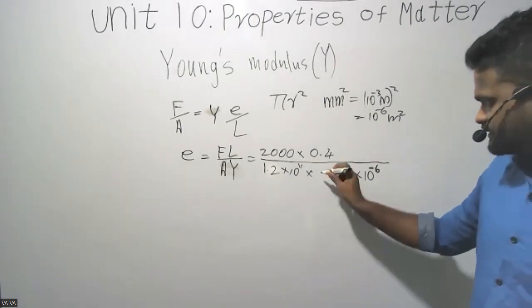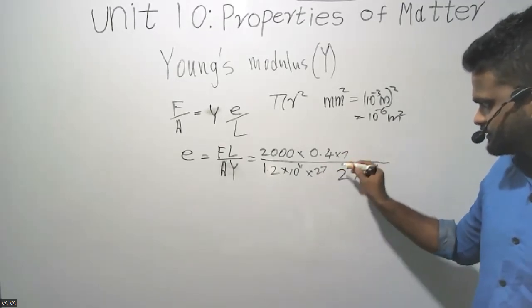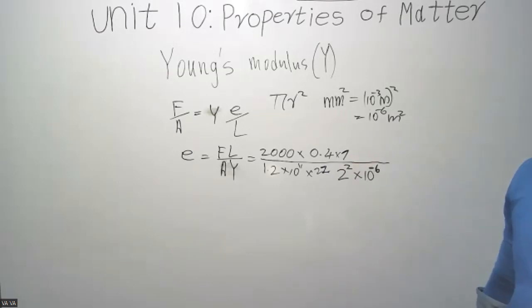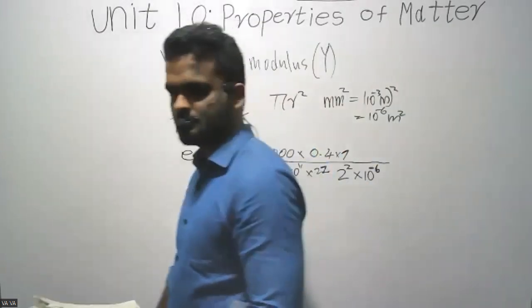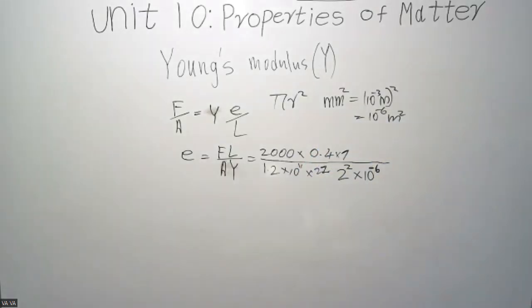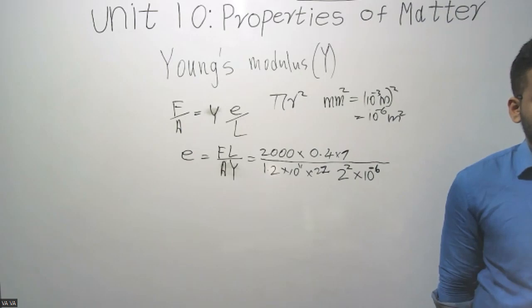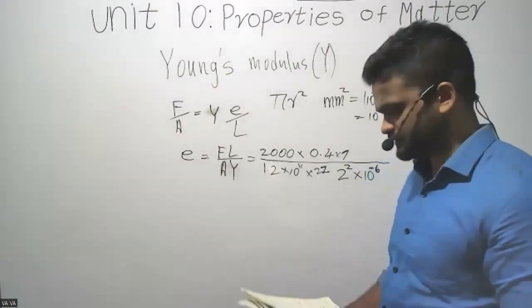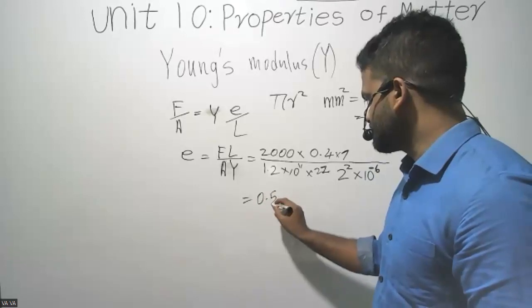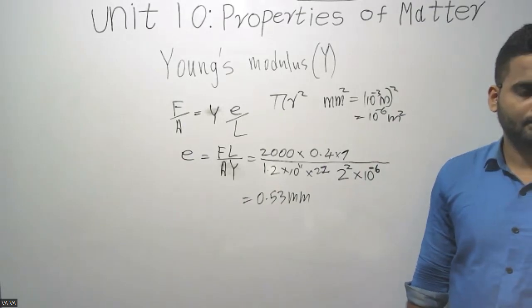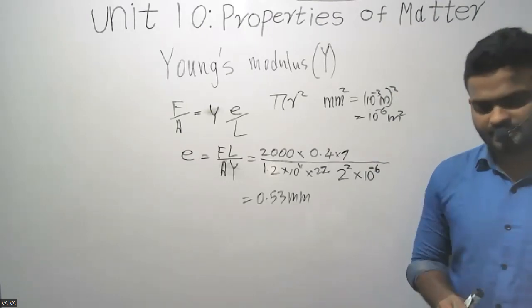So this is 22 over 7. 7 goes up. Yeah, the answer is 0.53 millimeters. 0.53 millimeters. Okay, so that is the extension.